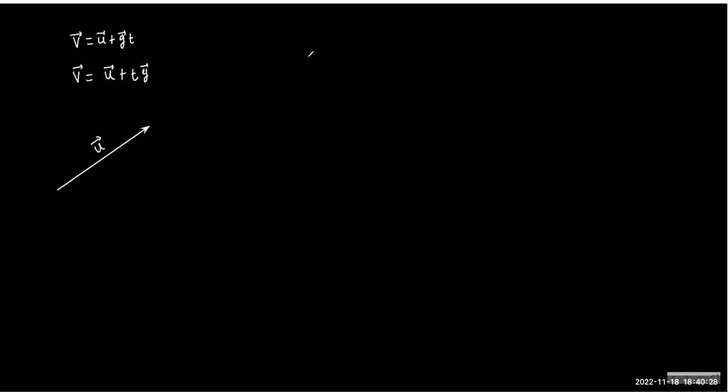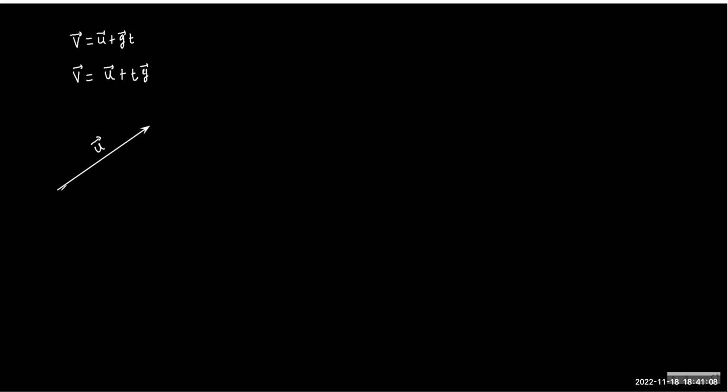So at T equals 0, the V vector is the same as the U vector, yes or no? Yes, because gravity will contribute nothing in zero time. So now imagine this way. You can see the arrow of U. Can you also see the arrow of the GT vector? And if you can see these two, can you see the V vector, the resultant one?